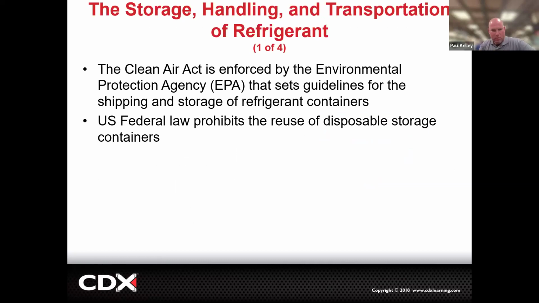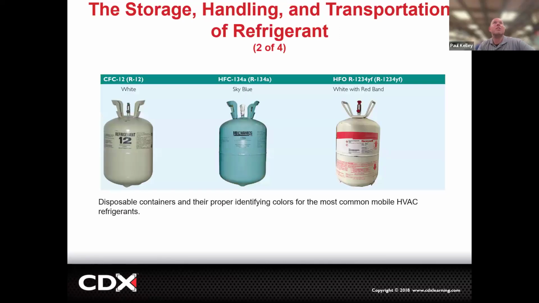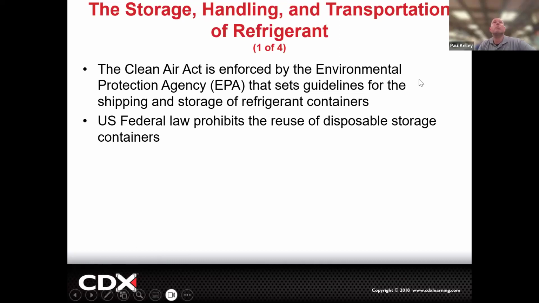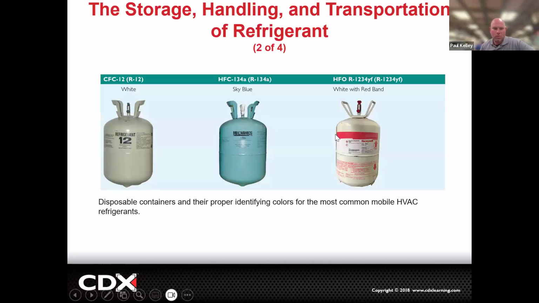Now, here's a little bit about how we store and handle. The EPA has all these guidelines on how we need to store and handle. Let's say you have a used container and it has refrigerant in there. It's actually federal law not to reuse it if it's disposable. It's also federal law that you can't just throw it in the trash. Okay. So here are the containers, and these are disposable. See this word disposable? These are disposable. It's one-time use. R12 is kind of just like a tan white color.